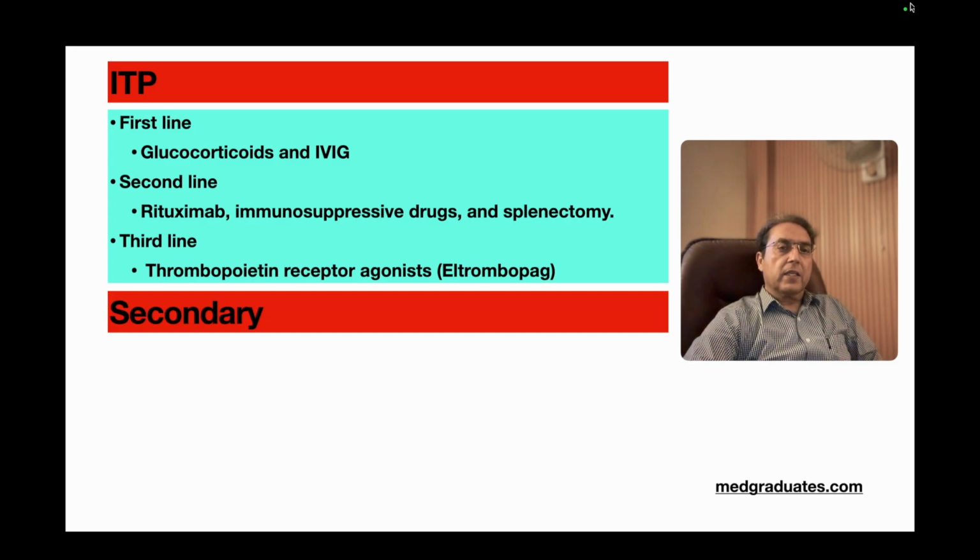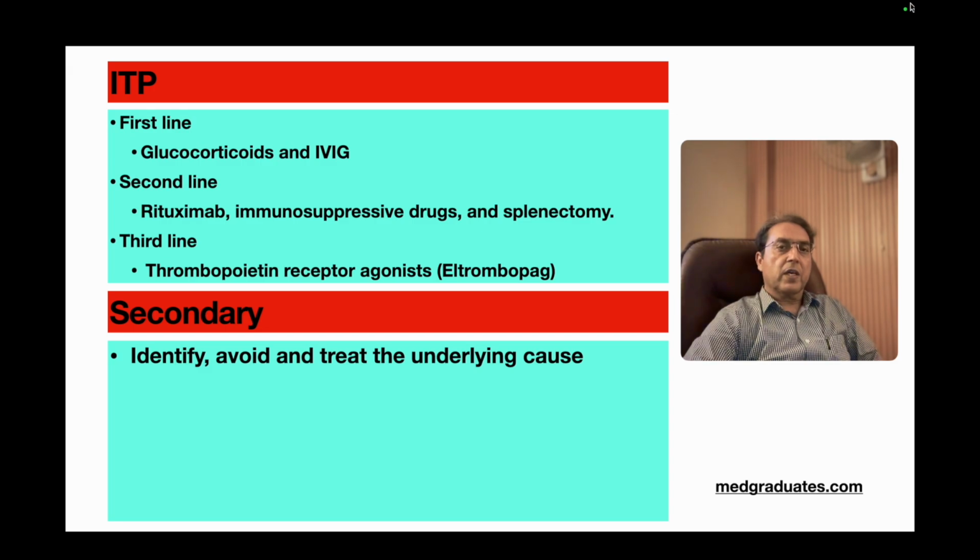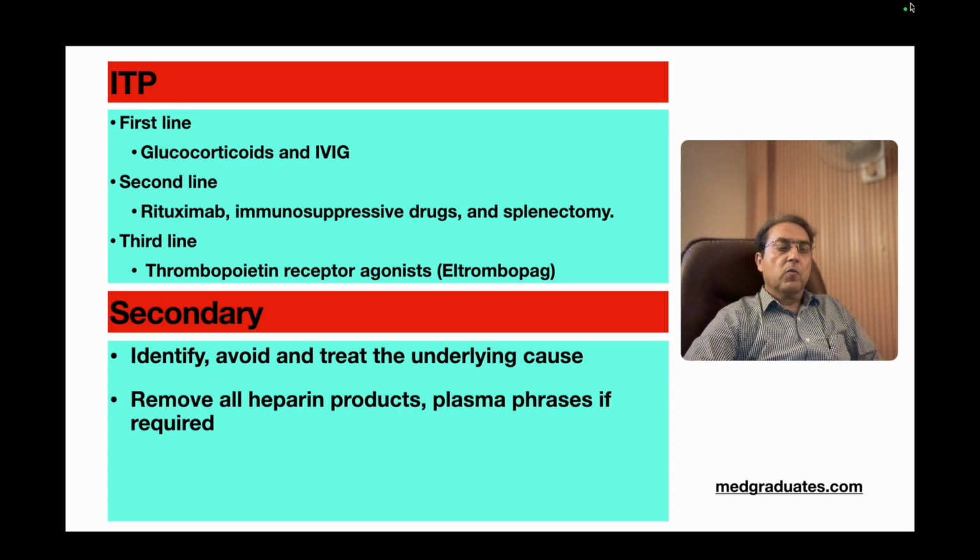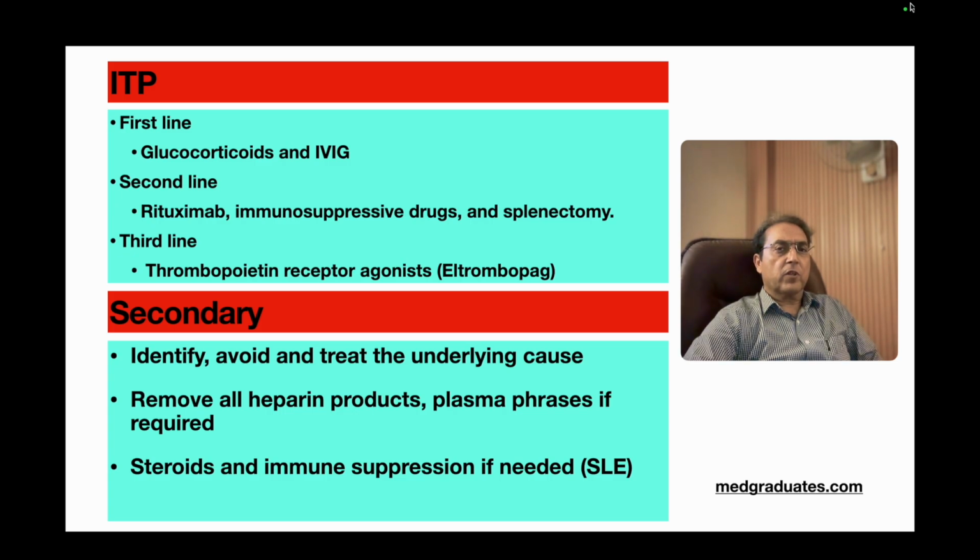Patients who've got secondary thrombocytopenia, identify, avoid, and treat the underlying cause. That will improve thrombocytopenia. Remove all heparin products, for example, do plasmapheresis if required, steroids and immunosuppression in cases of SLE. And for example, if the patient has thrombocytopenia because of H. pylori, go for H. pylori eradication treatment. So these are the different treatment options which can be opted for. In primary ITP, generally the first line is corticosteroid. But for secondary, it's imperative that you identify the secondary cause, avoid if possible, and treat if possible.